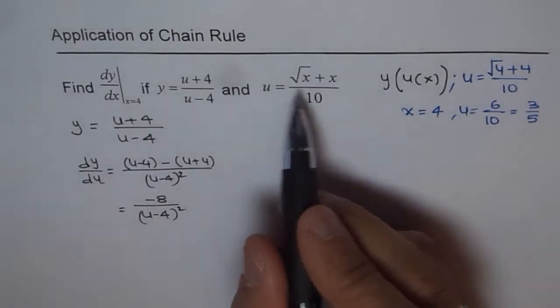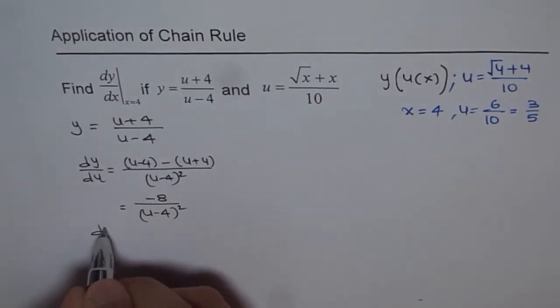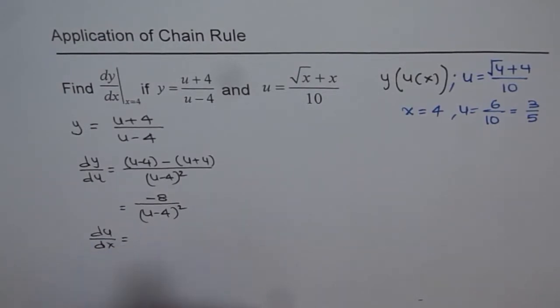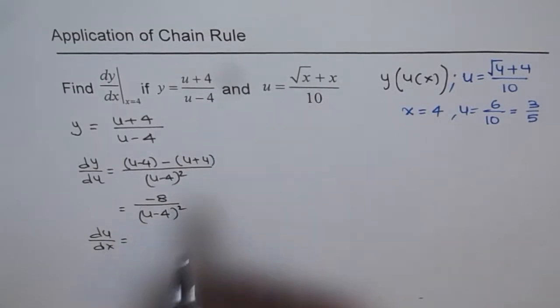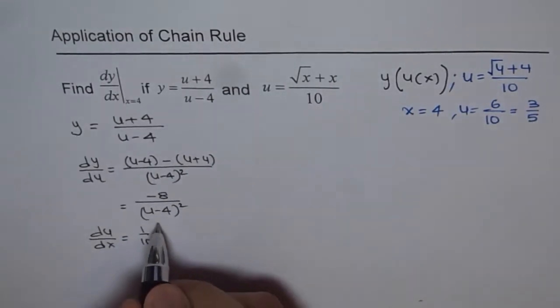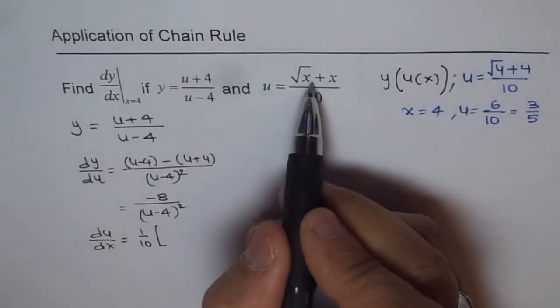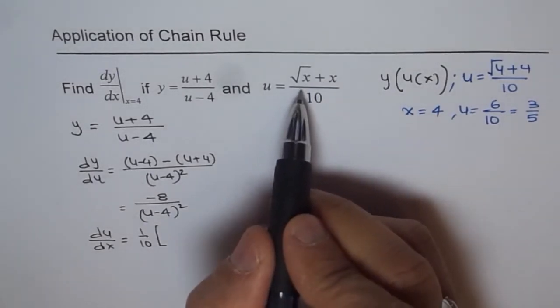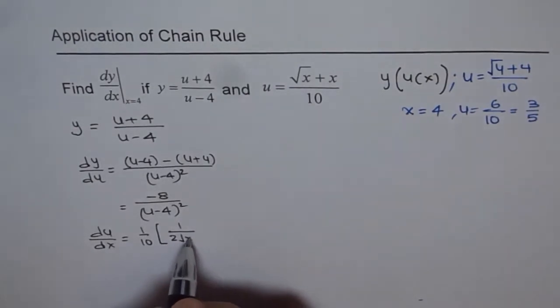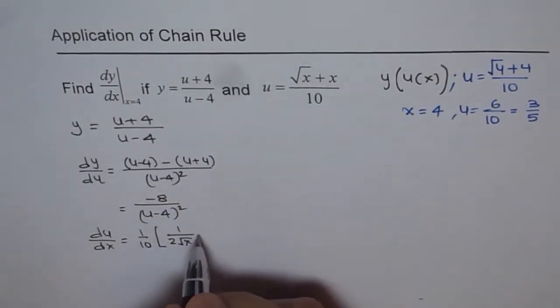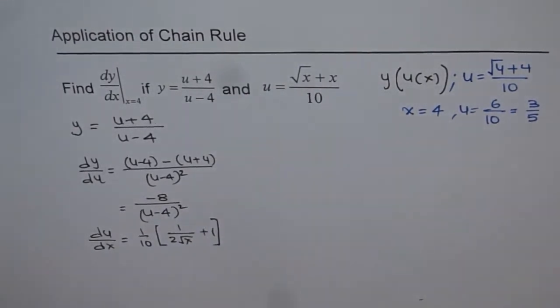Now let's find du by dx. We'll have du over dx, and we are using this function. Here 1 over 10 is just a constant, right? So let's write 1 over 10 here, and within brackets, the derivative of square root x plus x. The derivative of square root x is 1 over 2 square root x, and the derivative of x is 1. So that is the derivative du dx.